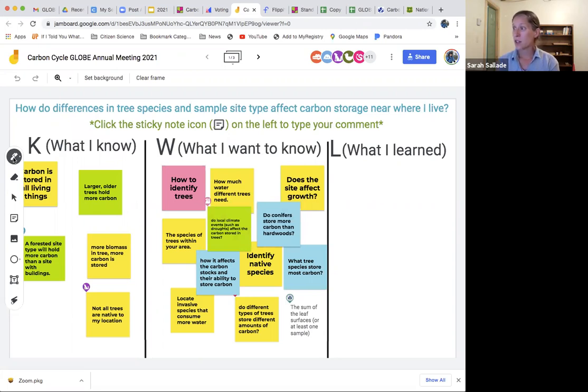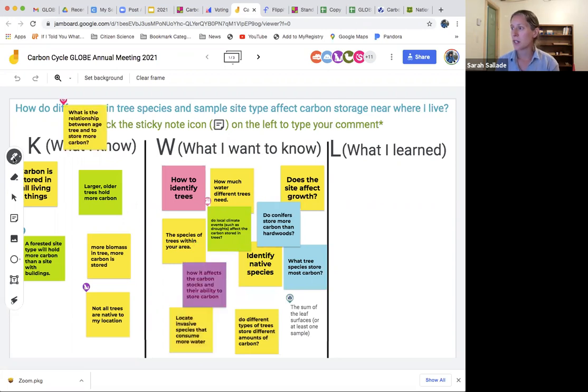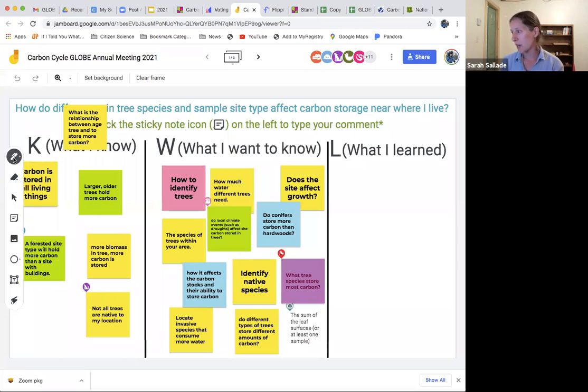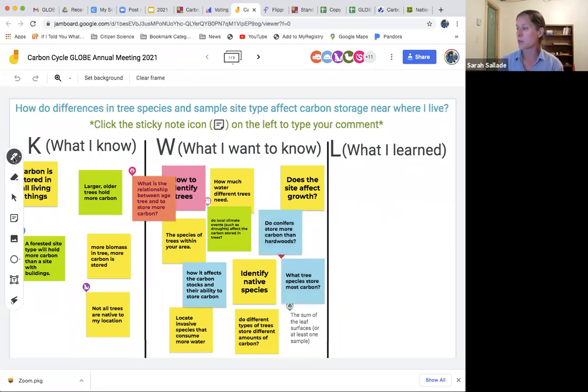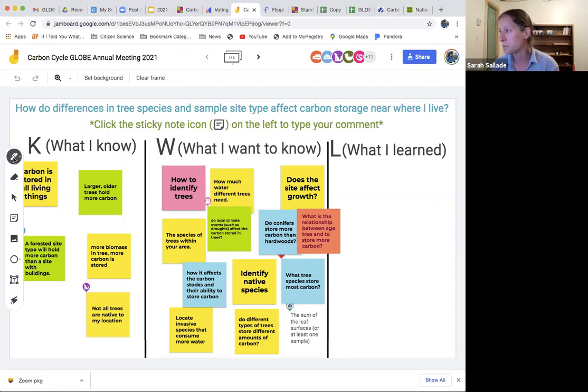There's also some really important things that we're going to need to find out, some of which are going to help us directly answer our question, and some of them are a little bit less important for answering this specific question, but may also be interesting to study when talking about the carbon cycle.